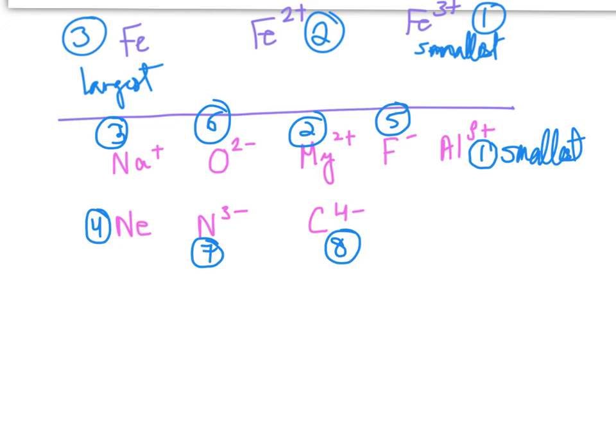So again, for those, I was able to compare them even though they're different elements because they all have 10 electrons, just different number of protons. The ones with the highest number of protons are going to be the ones that are the smallest. The ones with the lowest number of protons are going to be the largest because these have the weakest attraction between the nucleus and the valence electrons. These have the strongest attraction between the nucleus and the valence electrons.